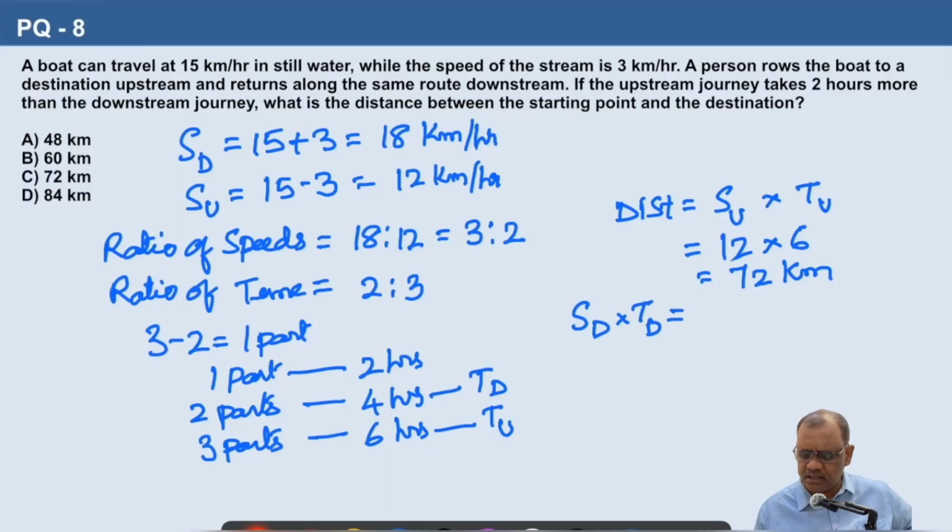So what are the speed and time in downstream? 18, and the time in downstream is 4. 18 multiplied by 4 is also equal to 72 kilometers. So in both ways you got the answer as 72 kilometers. Option C is the correct answer.